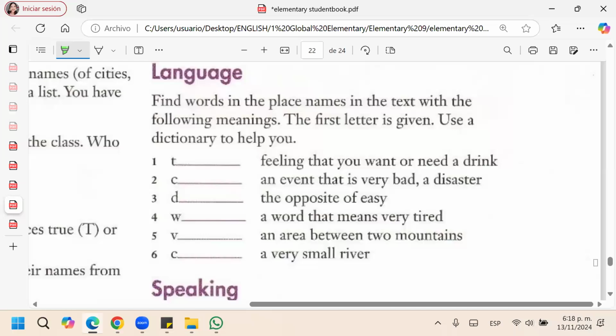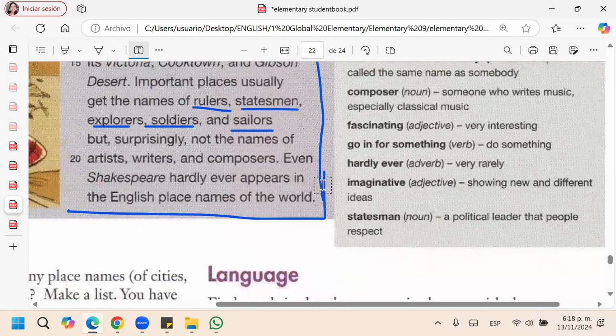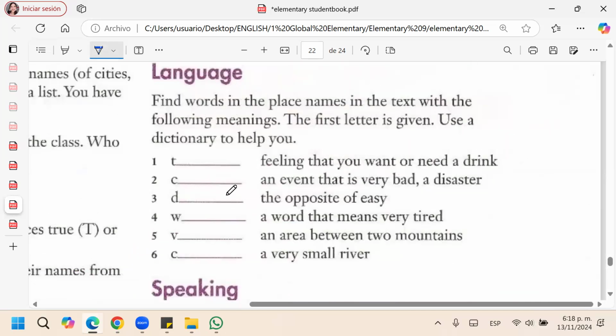I told you that we were going to do some exercises. That's why we're doing this. I have here in English these 6 words that begin with the letters T, C, D, W, B, and C, and you have to tell me the name. I'm going to say the definition, and you have to tell me the word. All of them are here in the reading. Let's start with one that is easy. Look at this. The number 3.